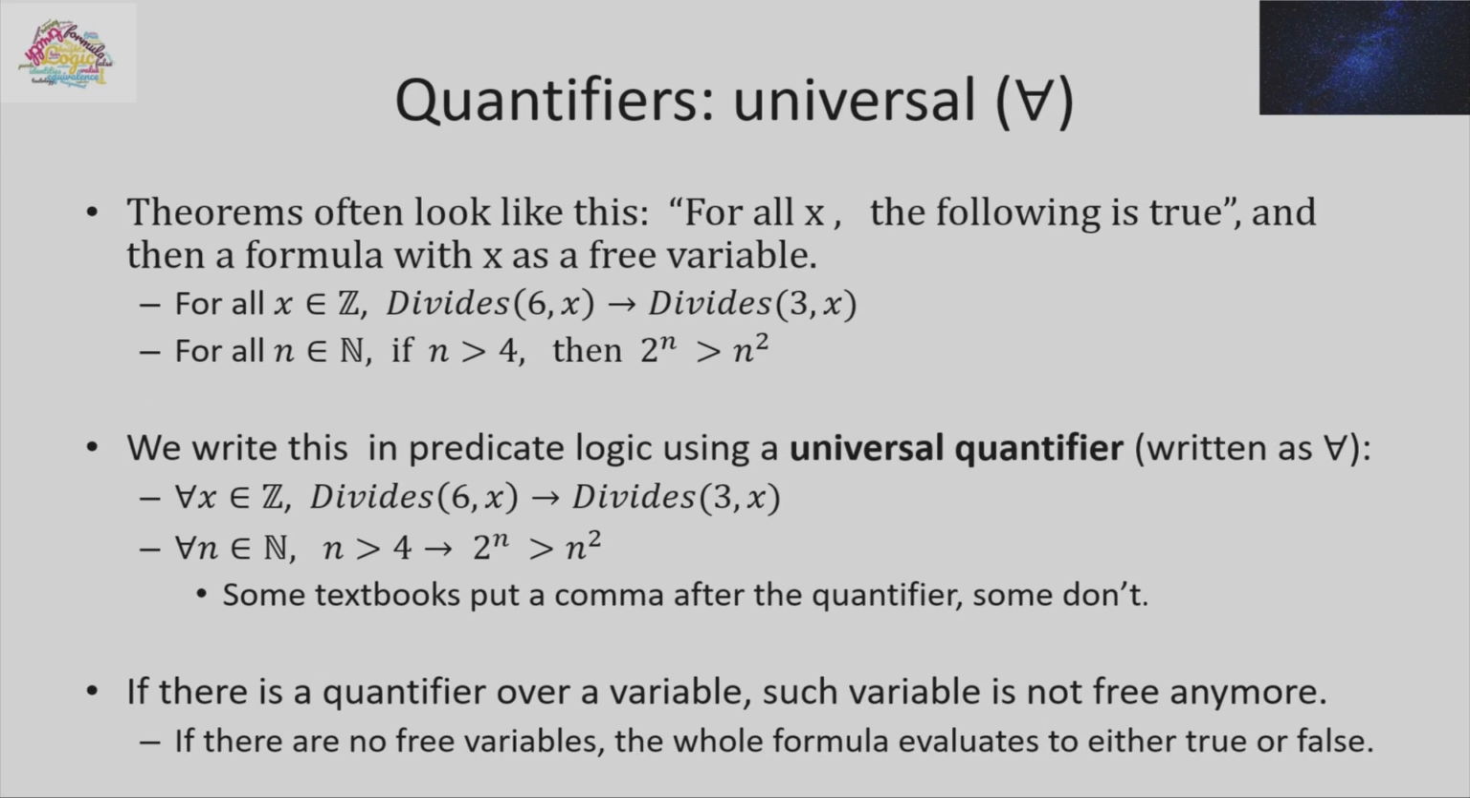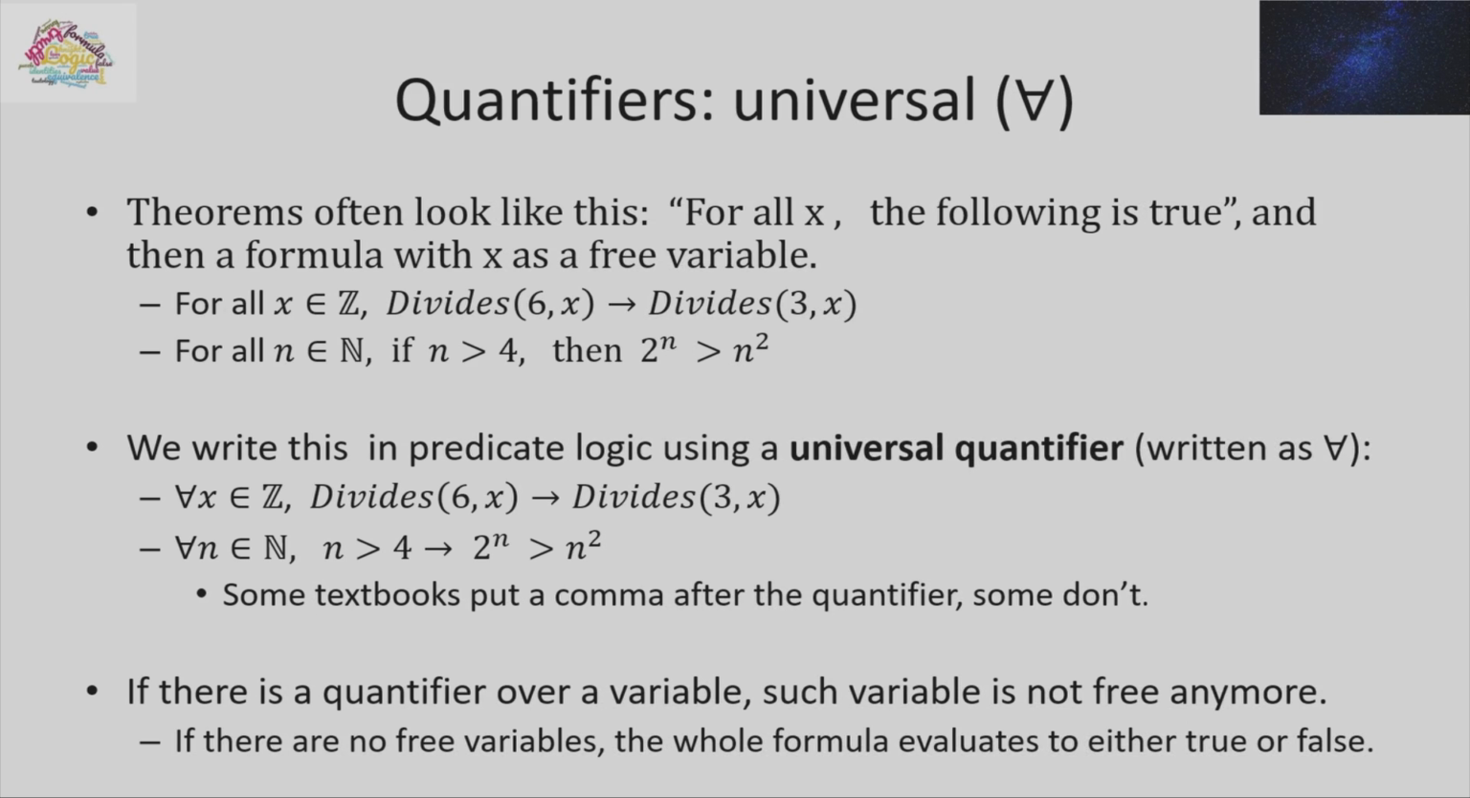So first of all, you probably have seen some kind of theorems, and chances are they look like this. For every something or other, the following is true. And then you will have some kind of statement which has a variable for which you said for all x, as a free variable. For example, it would be something like: for all x that are integers, if 6 divides x, then 3 divides x. Or for every natural number n, if n is greater than 4, then 2 to the n is greater than n squared.